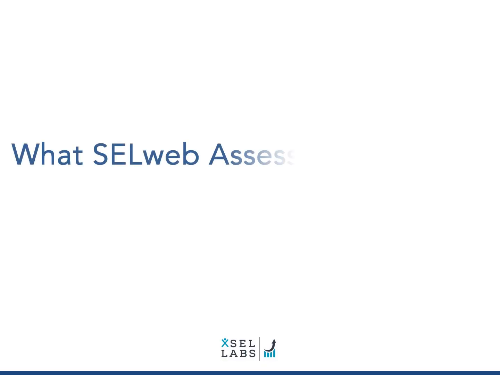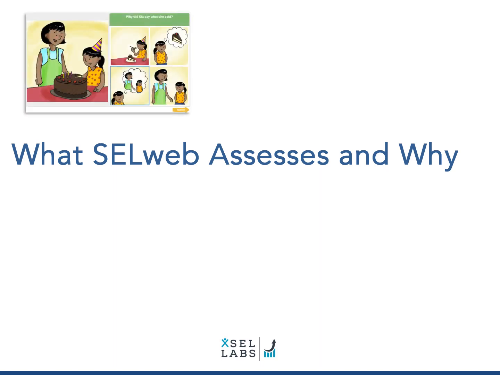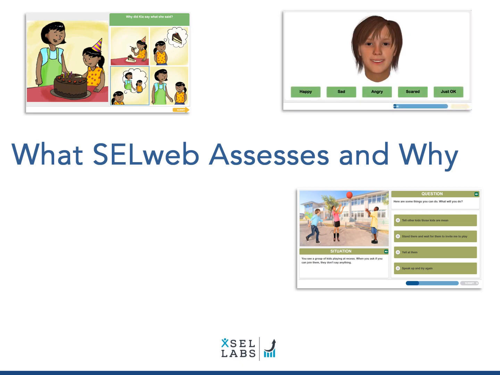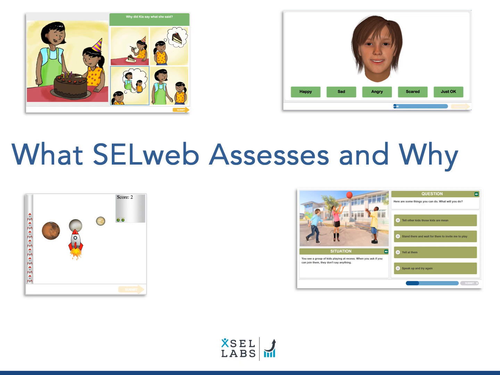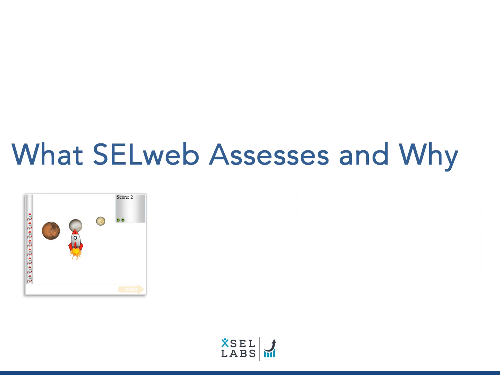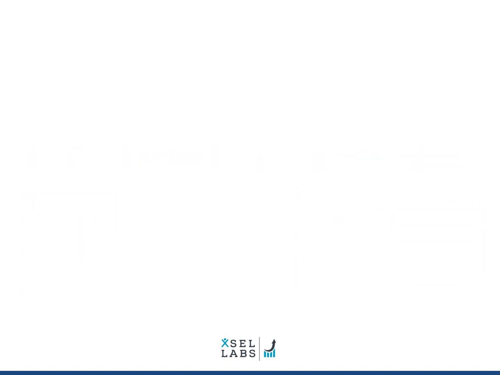This video is a brief overview of what SELweb assesses and why we chose to assess those things. So SELweb, as you know, is a web-based system to measure children's social emotional skills in kindergarten to 6th grade. For both our early elementary system, which covers K to 3, and our late elementary system, which covers 4th to 6th grade, SELweb is designed to measure 4 important skills.